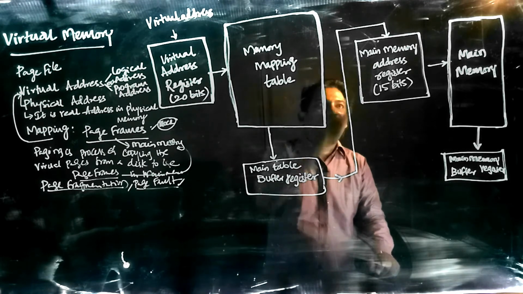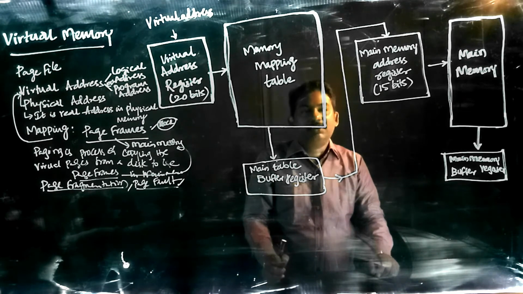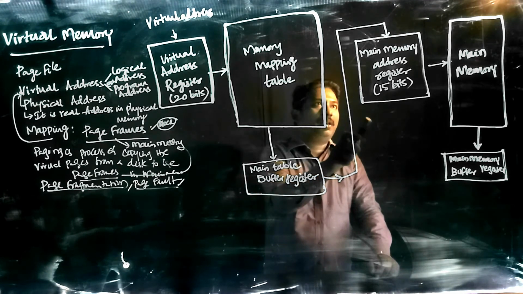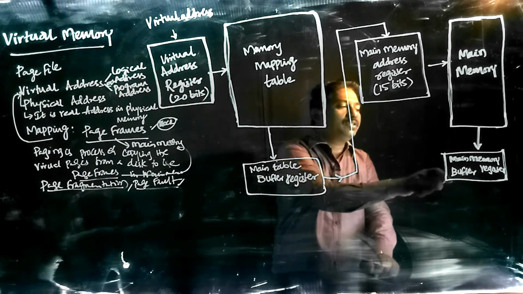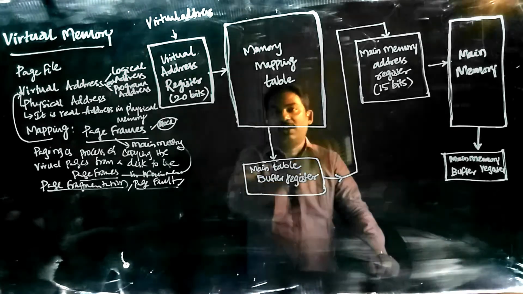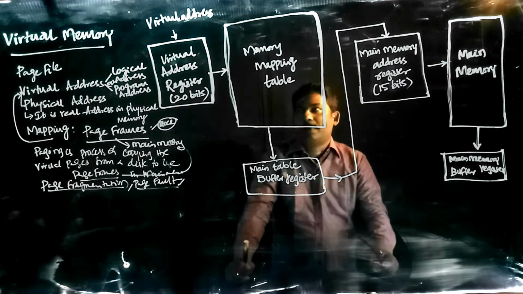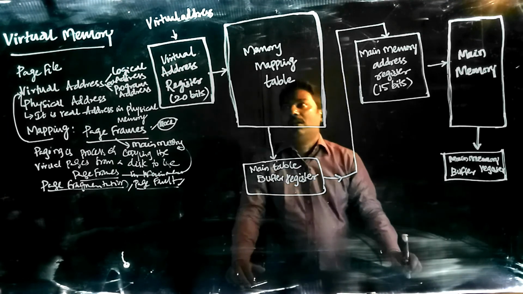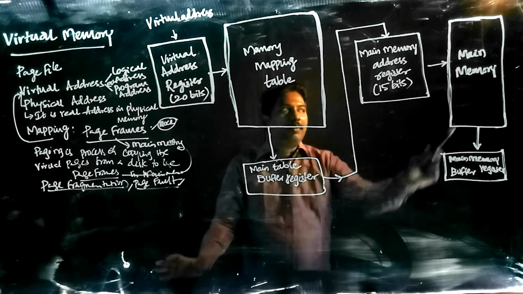From the buffer register, it goes to the main memory address register, which is 15 bits. From this main memory address, it goes to the main memory, and from main memory to the main memory buffer register. This is about the mapping of the virtual memory. The virtual memory is nothing but the hard disk. Main memory is nothing but the RAM.